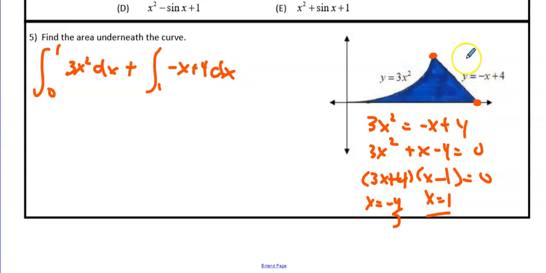And again, how do we solve that? Well, in this value, y is 0. Y is 0. So we get x is equal to 4. So we're going to go from 1 to 4 of negative x plus 4 dx. And then we just integrate, right?